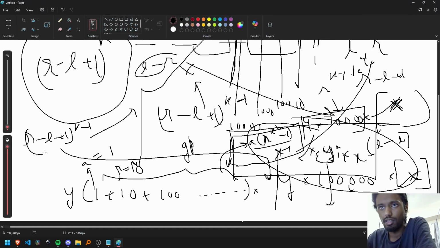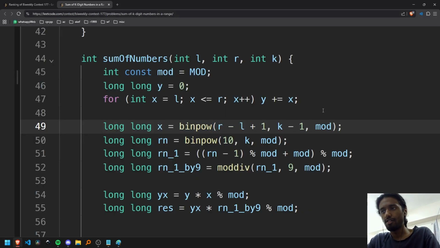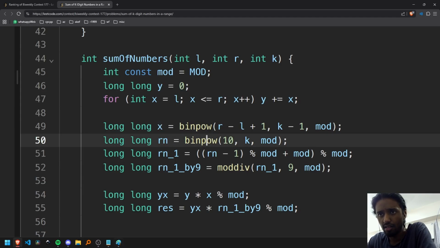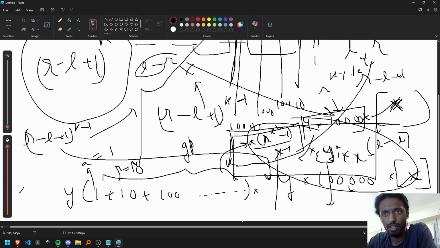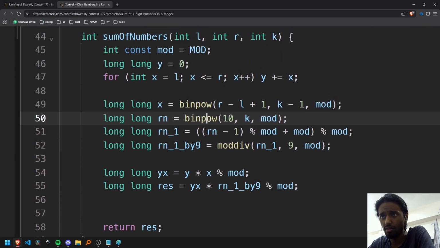X was this r minus l plus 1 raised to the power k minus 1, and obviously mod, these are standard functions. Rn is this thing. In our GP, we do this, right? Rn minus 1 by r minus 1. Our first term is always 1, so that's not required. So this will give us this.